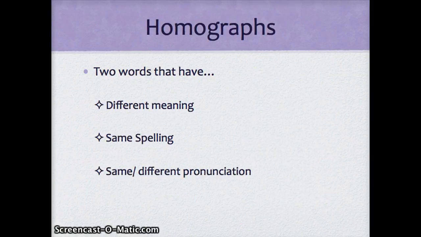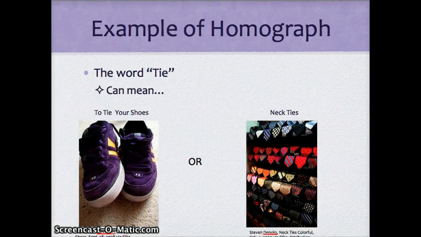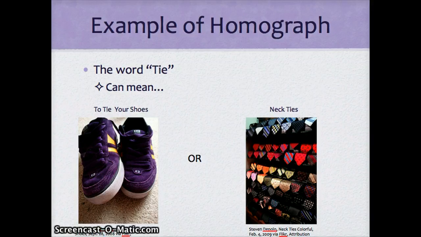The first term that we will learn about is homographs. Homographs are simply 2 words that have different meaning, the same spelling, and the same or different pronunciation. When trying to determine if 2 words are homographs, keep in mind that those 2 words can have any of the qualities listed, whether it's one or all of them. The word tie is an example of a homograph.